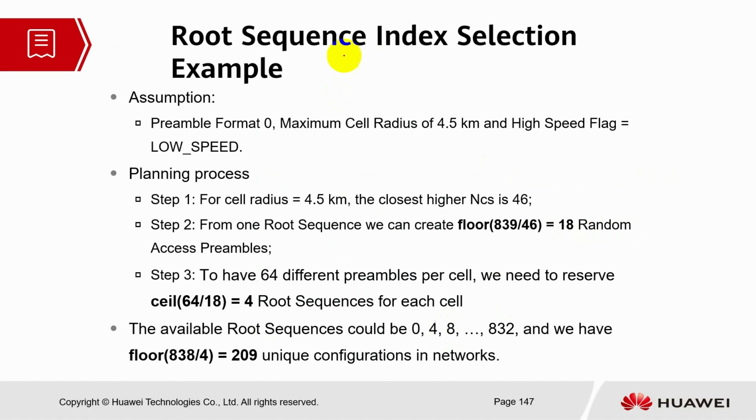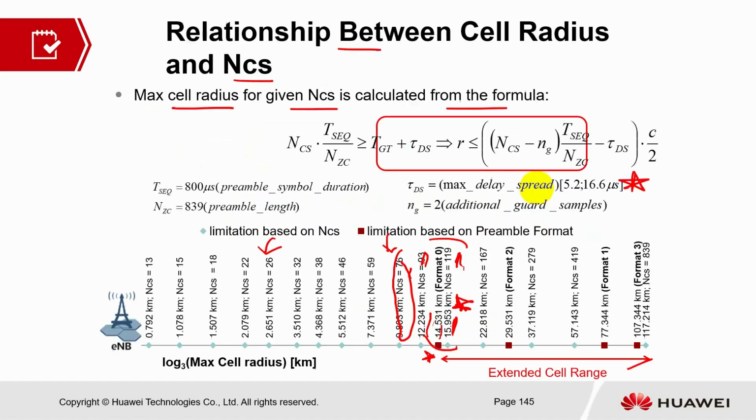So root sequence index selection. So this is a sample on how they calculate. So let's do an assumption. Preamble format 0, maximum cell radius is 4.5 kilometer. So what is the NCS value for 4.5 kilometer? And high speed flag is low speed. So for cell radius 4.5 kilometer, the closest NCS is 46. So we can see from the table, 4.5 kilometer is more closer to this value. So NCS is 46. We take the higher one.